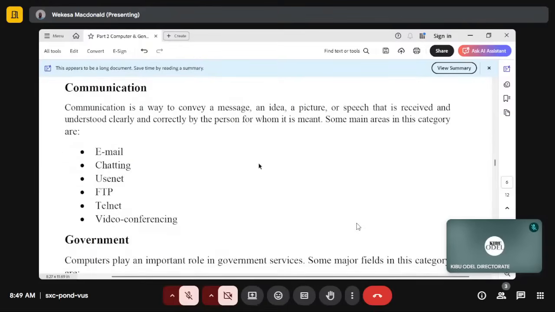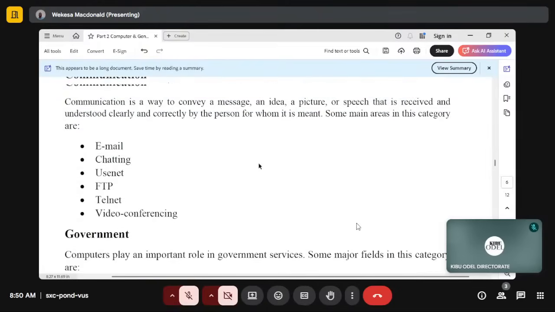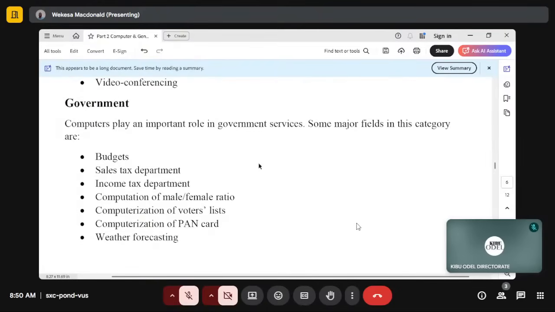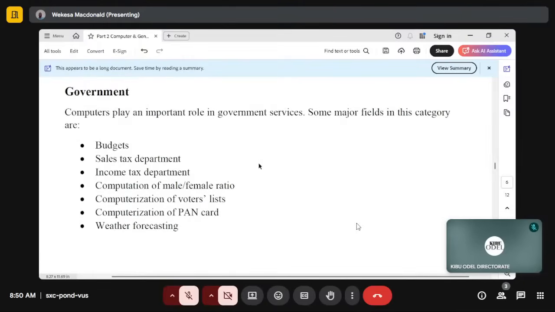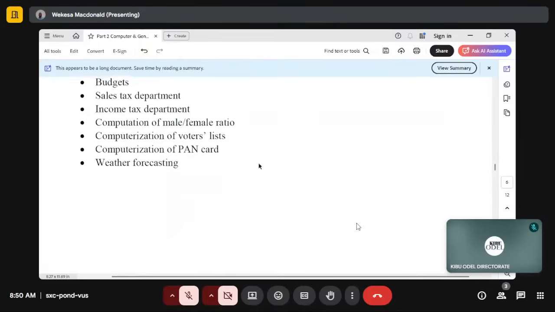Computers are used in communications, kutuma email, hata sahii tunatumia computer kucommunicate, chatting, video conferencing. Hii question itakuja 10 marks, application of computer, and you need to mention all this. Don't just mention that computers are used in government. You must say that a computer is used in government for budgeting, to calculate tax, to calculate the number of citizens depending on male, female, voters, IBC, in weather forecasting, right?